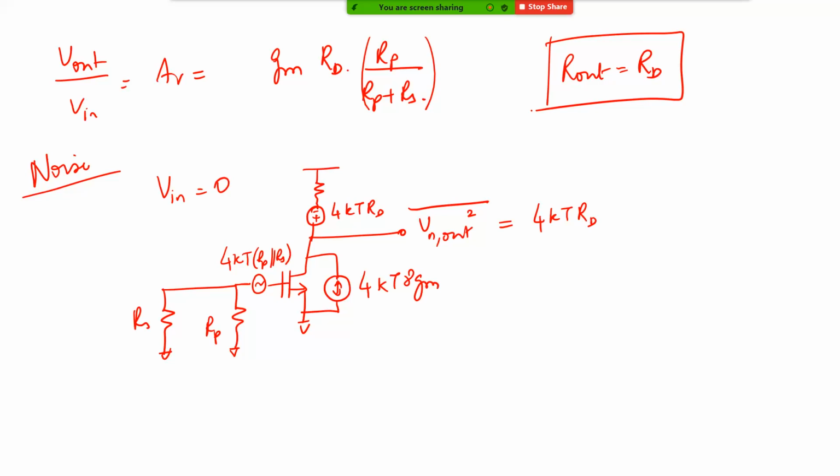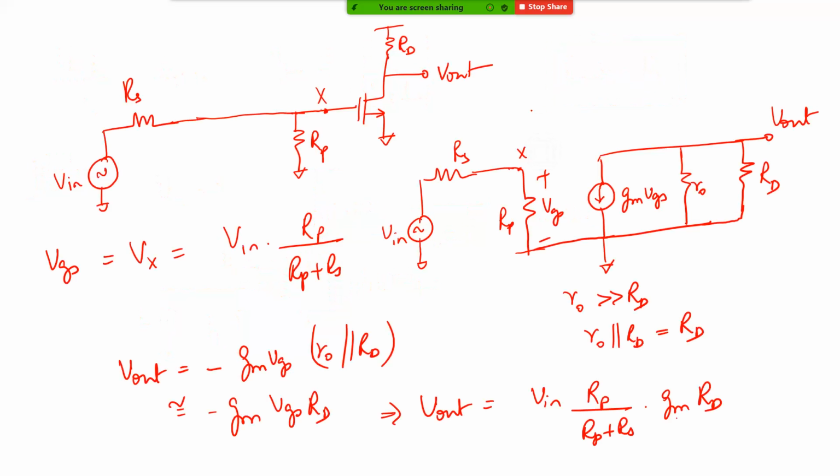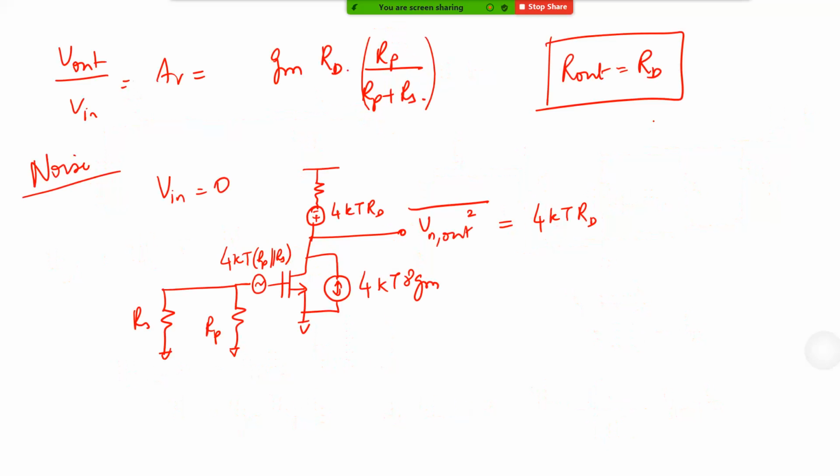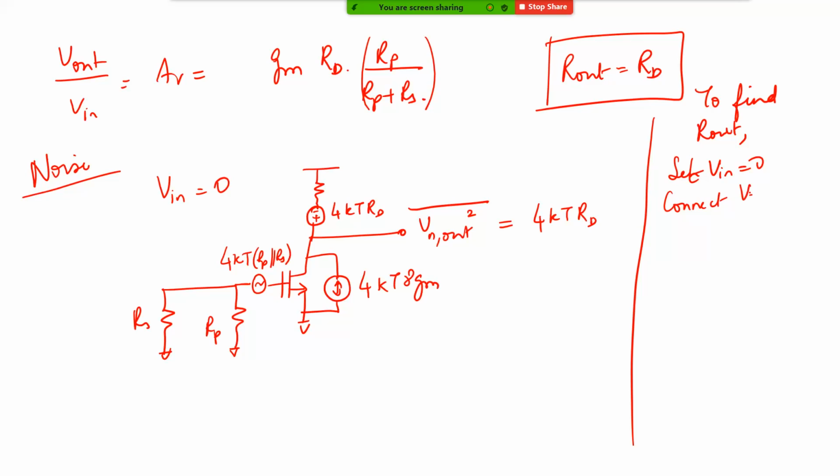Now if you want a proof as to how you get Rout equal to Rd, I'll take you back to this particular thing. Let me put it as an aside, to find the output impedance. What you can do is set Vin to 0, then connect a test voltage source at the output and calculate the current through it, IT. So Vt by IT becomes the Rout.